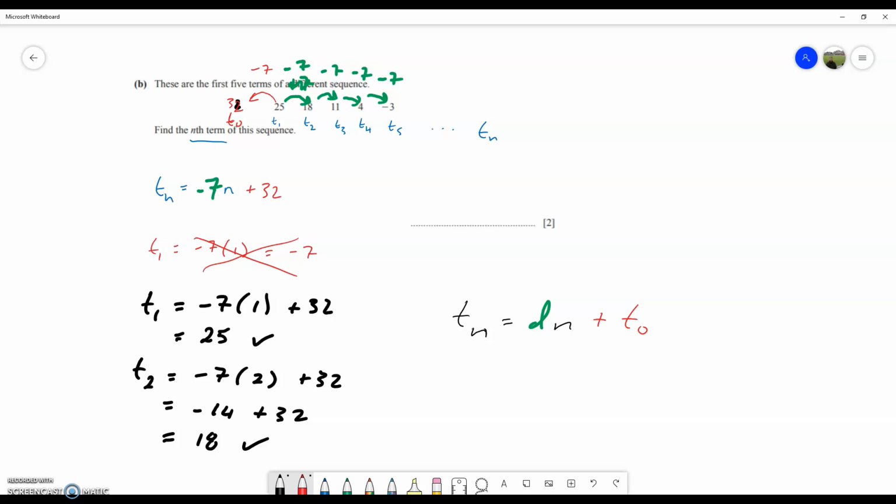Depending on what textbook or whatever you're using to work through, it might be that they use Un or something like that instead of Tn. There's no difference. It just means the same thing. It's just a different format.